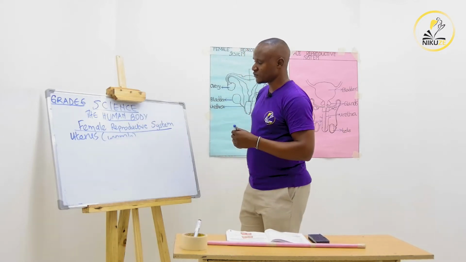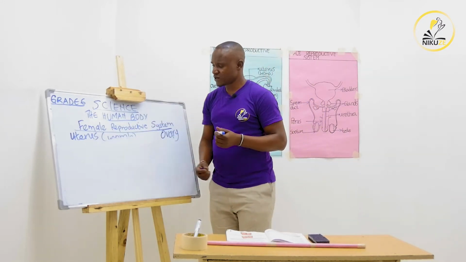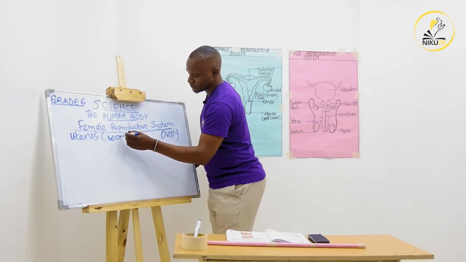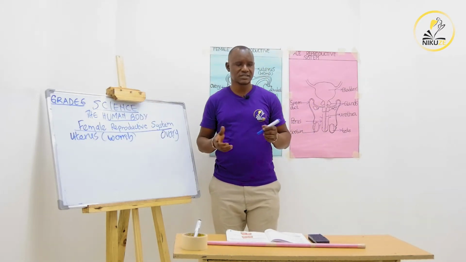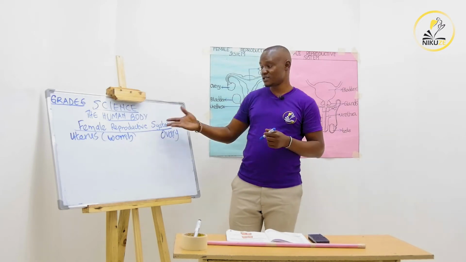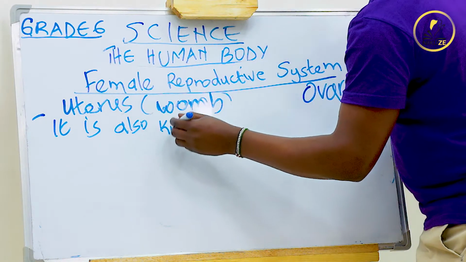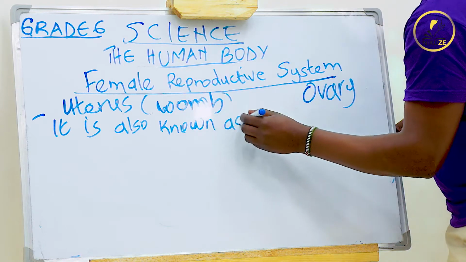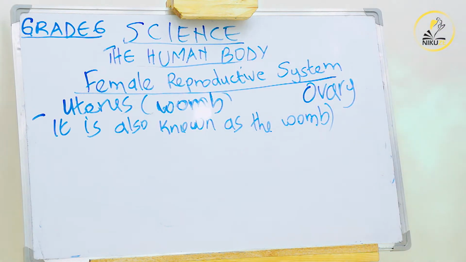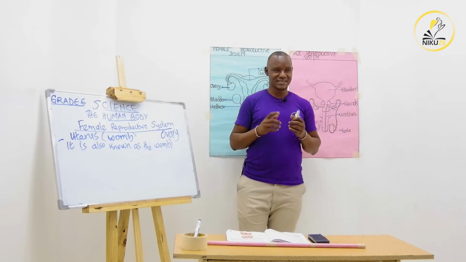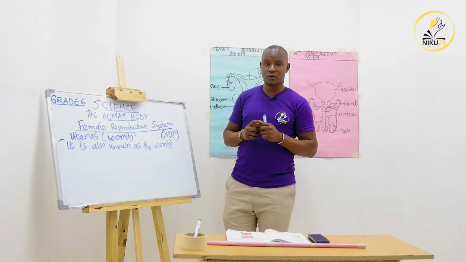Now, just before I forget, we also have the ovary, which makes up the female reproductive system. Now, the uterus, which is also known as the womb. What does this part mean to the female reproductive system? What does it entail? Now, we say that it is also known as the womb. And then after that, what is its role? Now it says that it is the organ where a baby grows and develops before it is born.